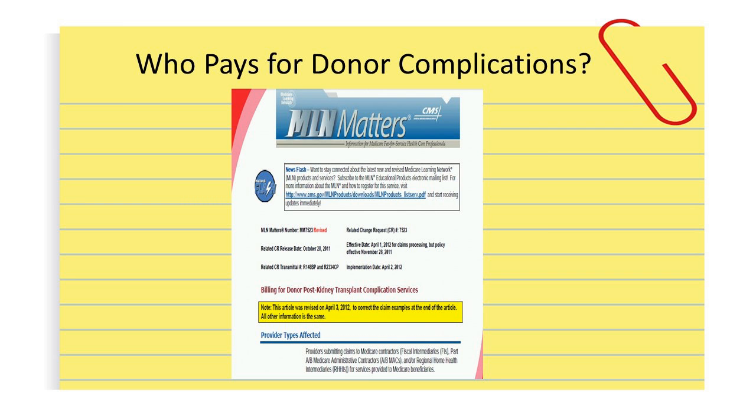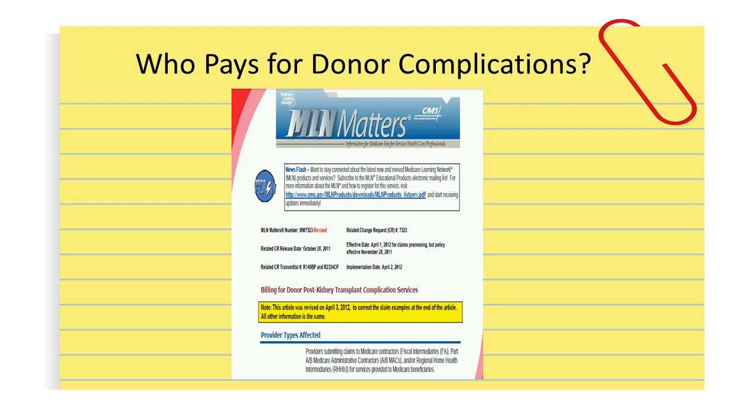So there was an MLN Matters distribution, I think this was back in April of 2012, and CMS actually put out this clarification on who pays for donor complications. And this speaks specifically for Medicare recipients. And essentially, you're free to look this up. This is readily available on the web.